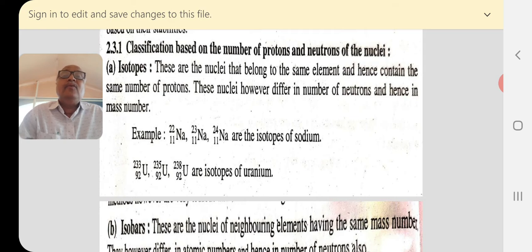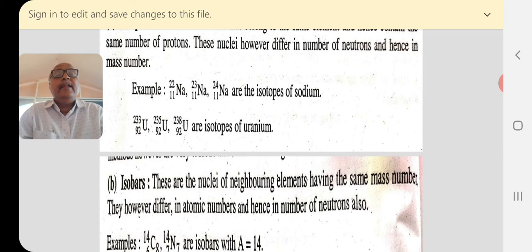hydrogen, 1H1, 1H2, 1H3, where the first number is the mass number and 1 is the number of protons. Second example, sodium 22/11, sodium 23/11, and sodium 24/11. That means in hydrogen, deuterium and tritium, the number of protons is the same, 1, 1, 1, where the mass numbers are respectively 1, 2 and 3. Similarly, in the case of sodium, the mass numbers are 22, 23, 24, whereas the number of protons is the same, 11, 11 and 11.